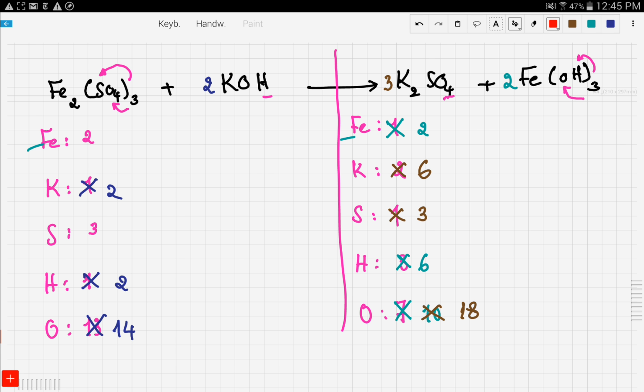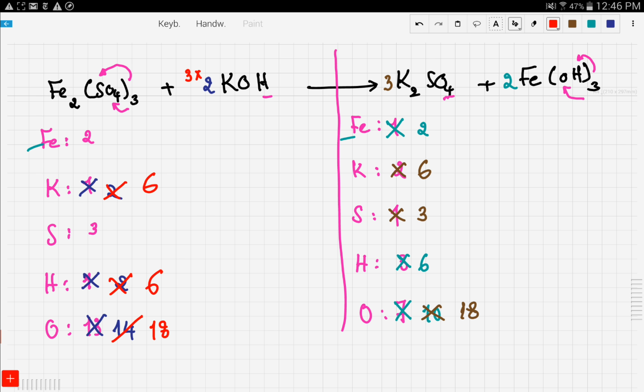So now our potassiums are not balanced. What do we do? Well, we go back. Now here we have a 6, here we have a 2. So let's multiply this by 3. So potassium becomes 6 and oxygens become 6 plus 12, that's 18. And finally the hydrogens become 6.